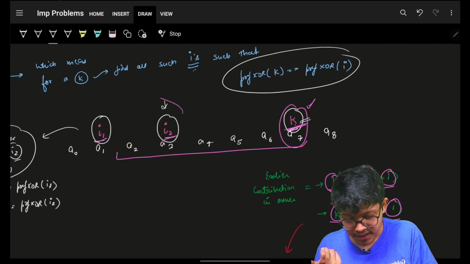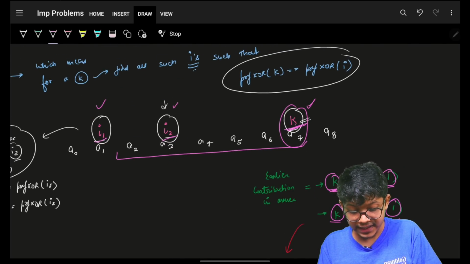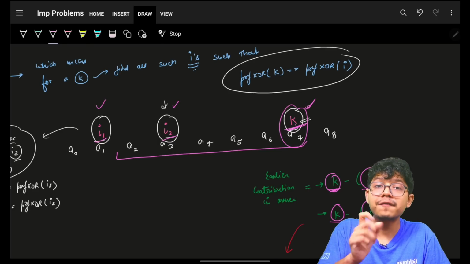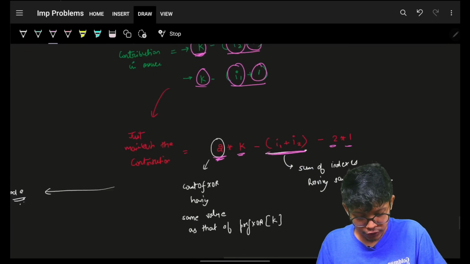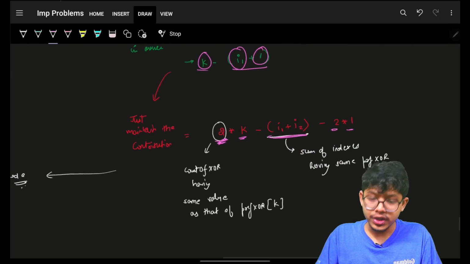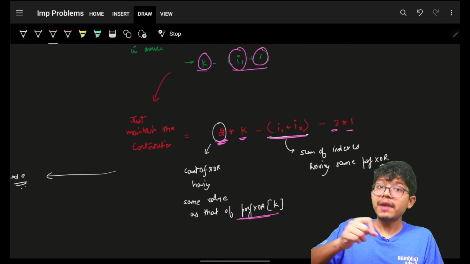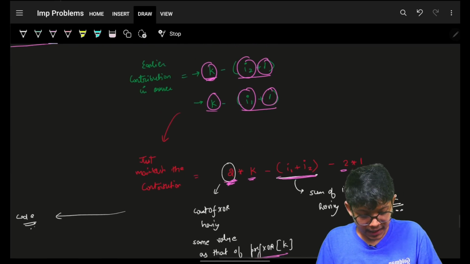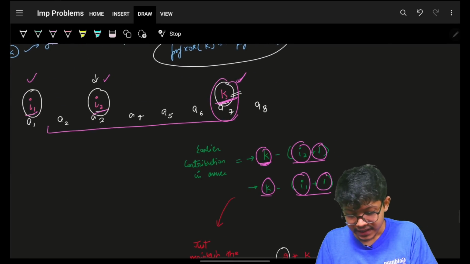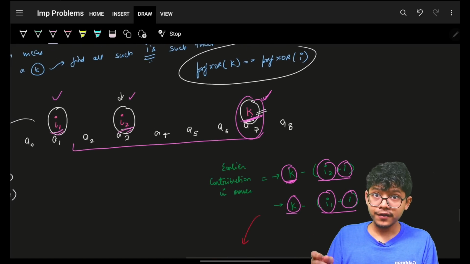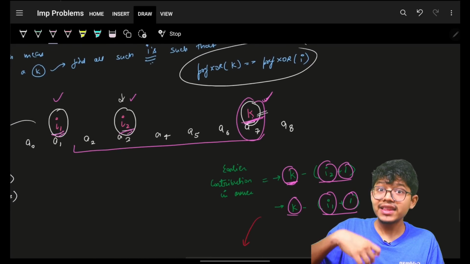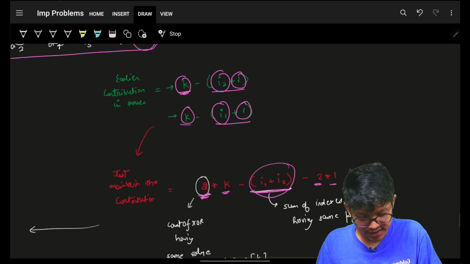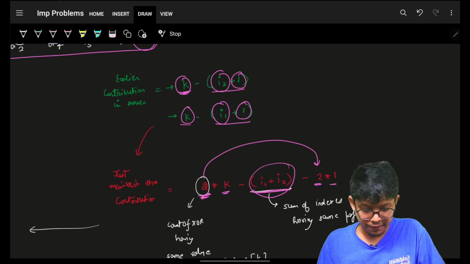This 2 represents the previous number of indexes having the same prefix XOR as that of prefix XOR of k, right? So this 2 is the count of the previous indexes having the same XOR as the prefix XOR of k. And what is this I1 plus I2? This is the summation of indexes having the same prefix XOR as that of k. Again, this 2 is the same count as this, and 1 is as it is.